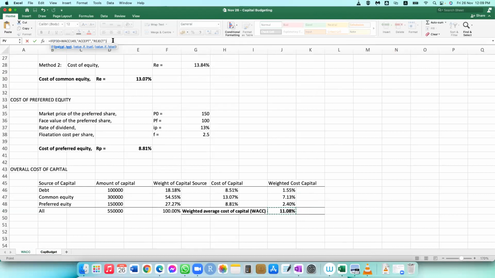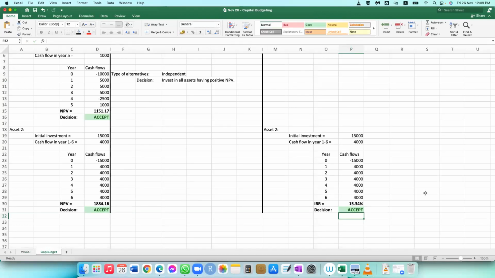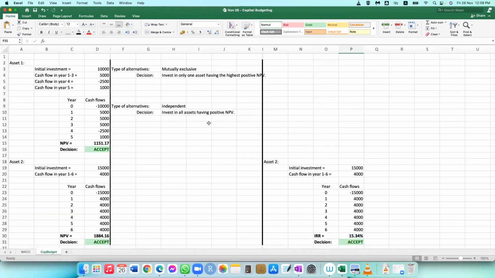So the function is okay. We press enter. And because 15.34% is greater than 11 point something, we can check it. We can see it is really okay. So you can accept the project. In the same manner, you can do it for this project also. But there is a but. I'm going to tell you why.